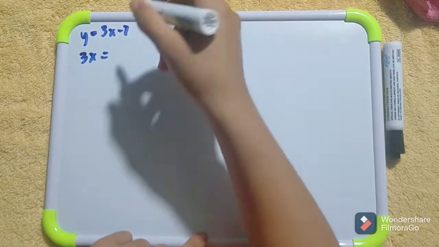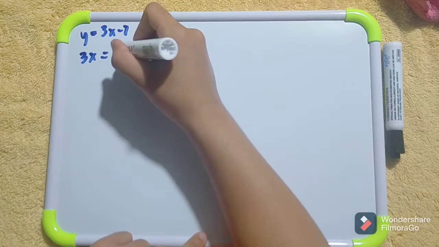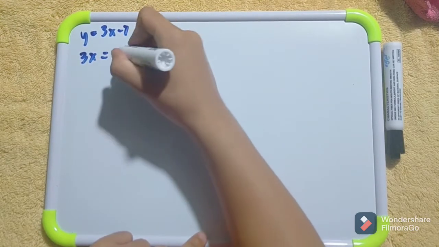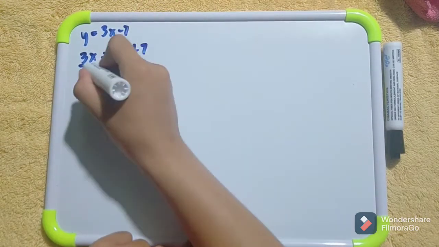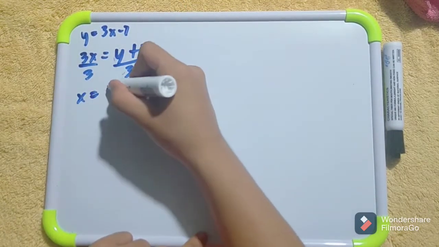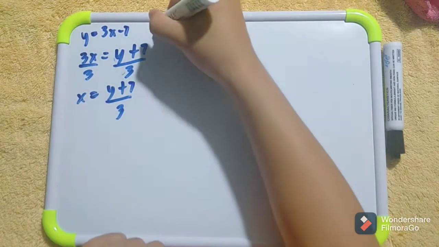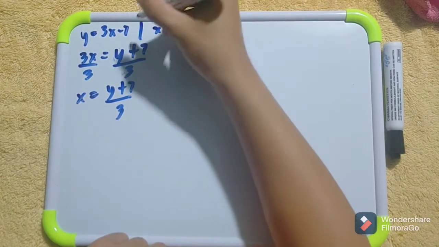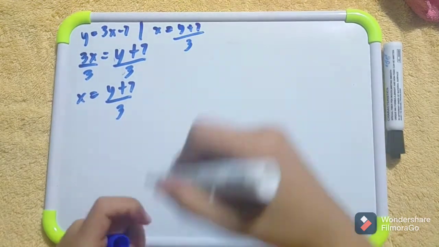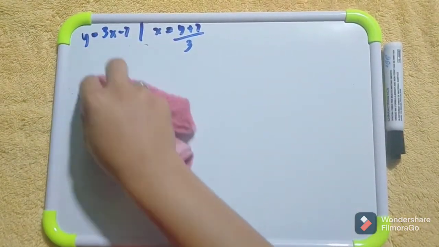Kaya, magiging 3x is equal to y plus 7. And then divide both sides by 3. So, x is equal to y plus 7 all over 3. Then, lagay na lang natin siya dito. X is equal to y plus 7 all over 3. Lagyan ko na tong part.